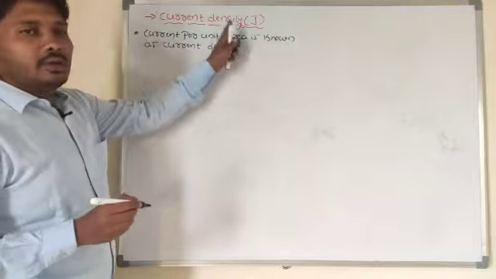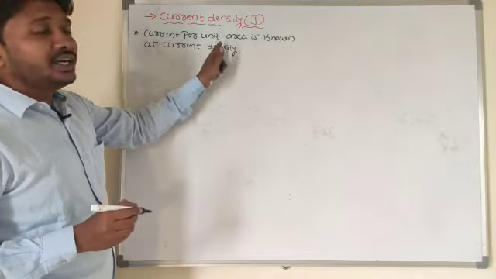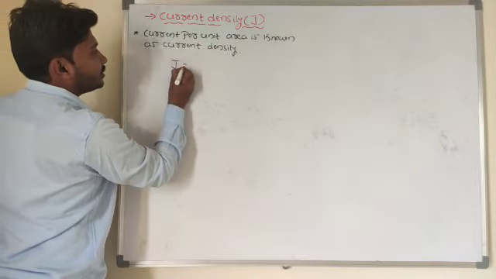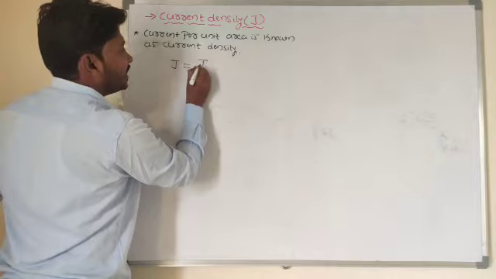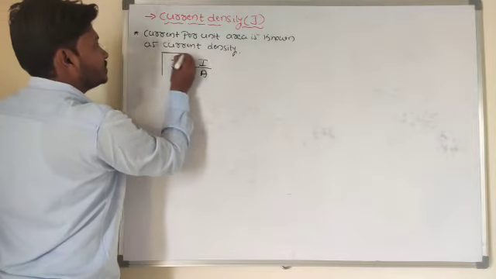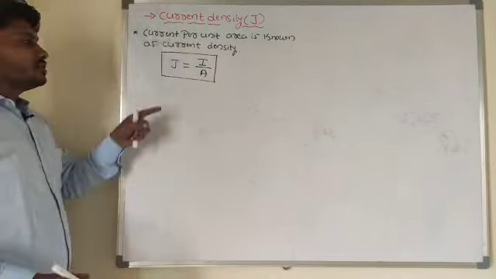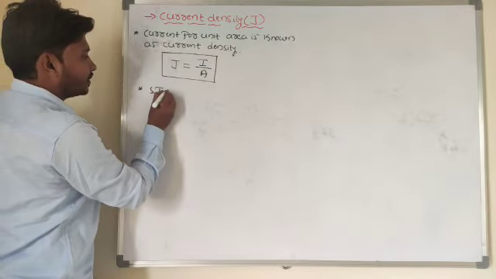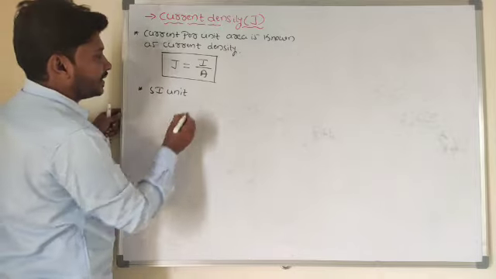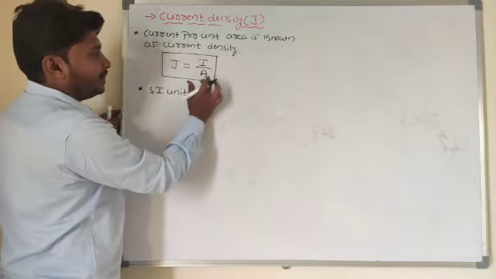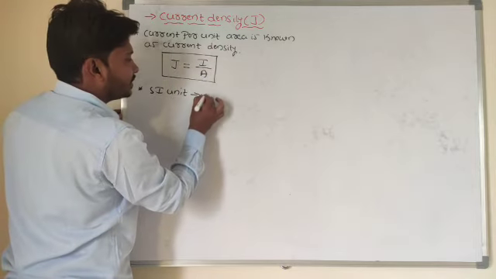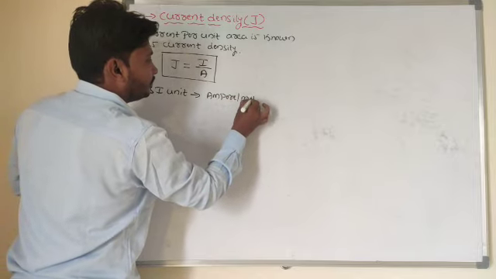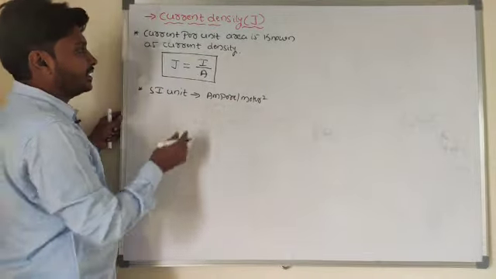Look here, current per unit area is known as current density. What is the mathematical expression we can give for that? Current per unit area means I by A. In general, it is the ratio of current to area. So what will be the SI unit here? Current is in terms of ampere and area is in terms of meter square, so the SI unit is ampere per meter square.